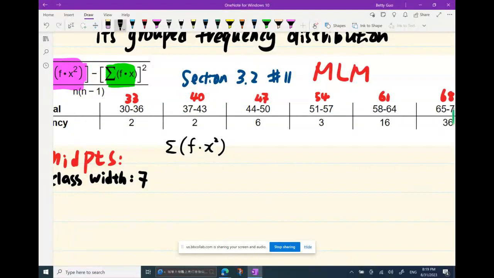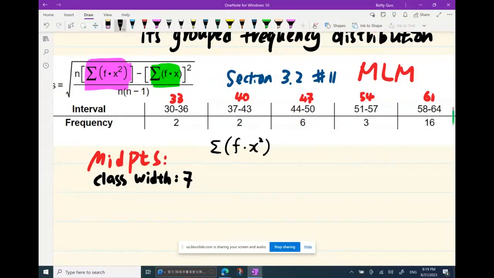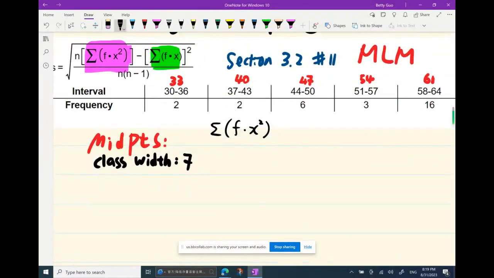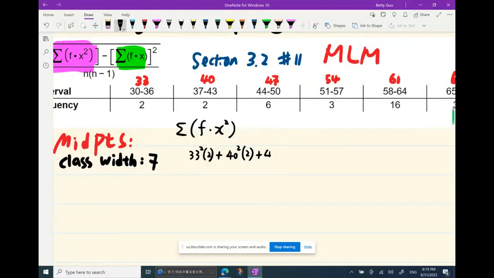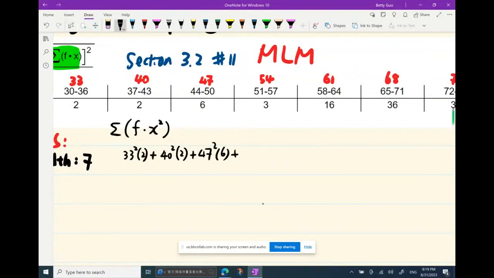Yeah, no power of 2. Oh, hold on. Yeah, so the pink is sigma f times x squared. Yeah, very good. So we are going to take the square of the first middle point and then multiply by the frequency, plus the second middle point to the power of 2 multiplied by the frequency, plus 47 squared times 6. Let me know if you know what I'm talking about here.